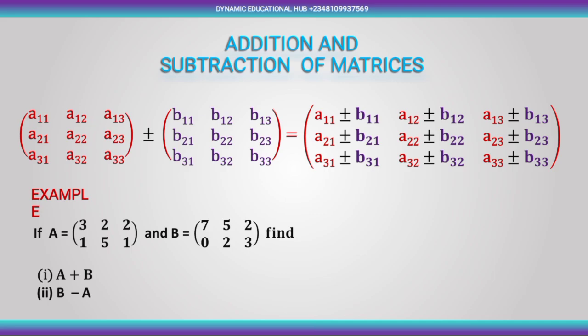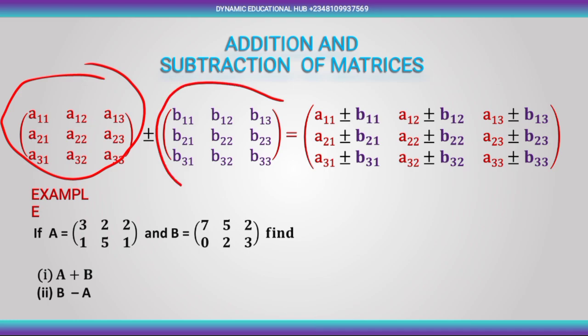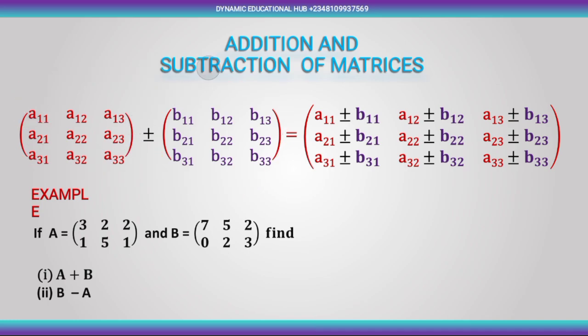Now for example, we have this 3 by 3 matrix. We want to add or subtract it from another matrix that is also 3 by 3. It's very simple. To solve this, you pick the elements that occupy the same position and you perform the operation. Which operation do we want to perform? Plus or minus, addition or subtraction.